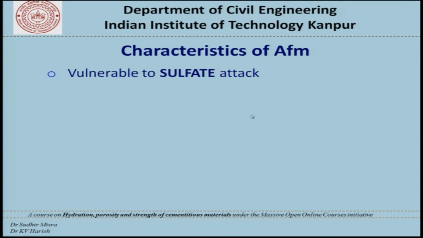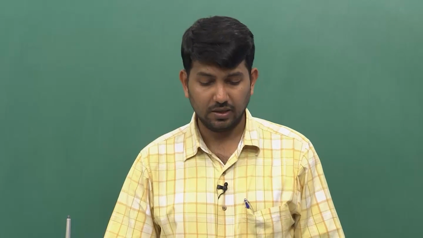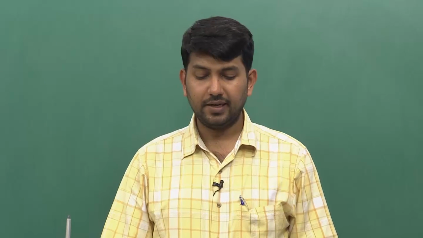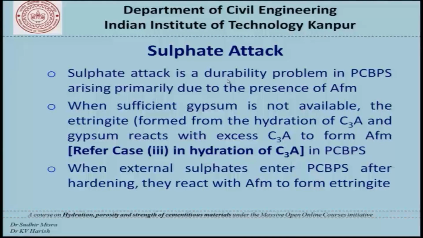Now, moving on to the fourth one, which is monosulfoaluminates. The characteristics of monosulfoaluminate is extremely important, and one important aspect is that we usually do not prefer monosulfoaluminates primarily because of sulphate attack, which is an important durability problem in Portland cement based paste systems. So, we will discuss a little bit about sulphate attack. Sulphate attack is a durability problem in Portland cement based paste system arising primarily due to the presence of monosulfoaluminates.